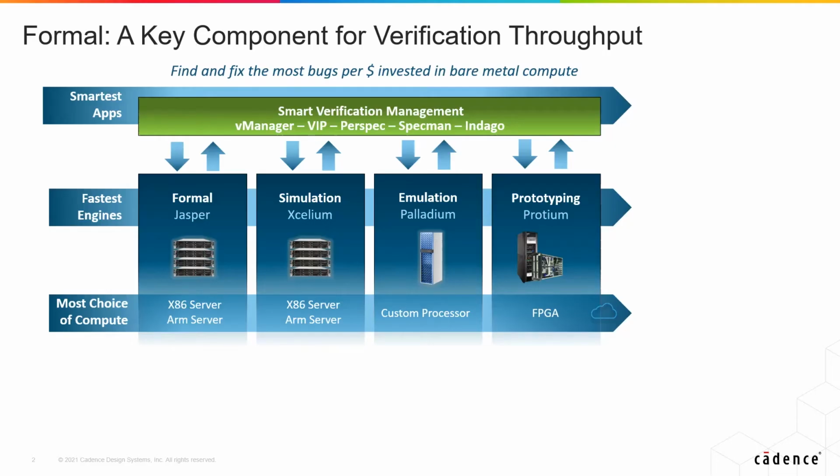of formal verification. So formal is a key component in the verification suite from Cadence, and that verification suite is optimized to find and fix the most bugs per dollar invested in bare metal compute. The suite consists of four main verification engines, two software engines, that's JasperGold Formal and Xcelium Simulation, and two engines based on a hardware platform, and that's Palladium Emulation and Protium Prototyping. The last two can be used later in the process for full chip verification with the software stack.